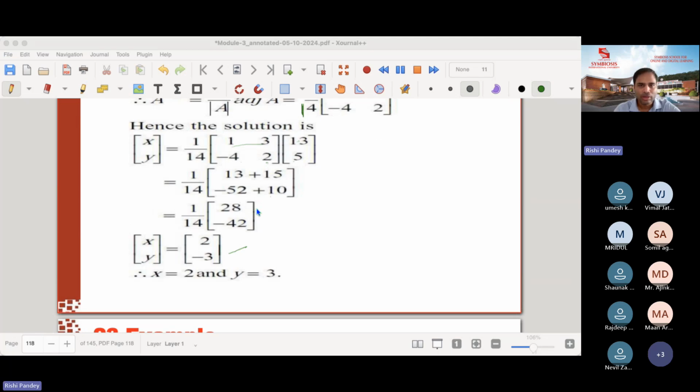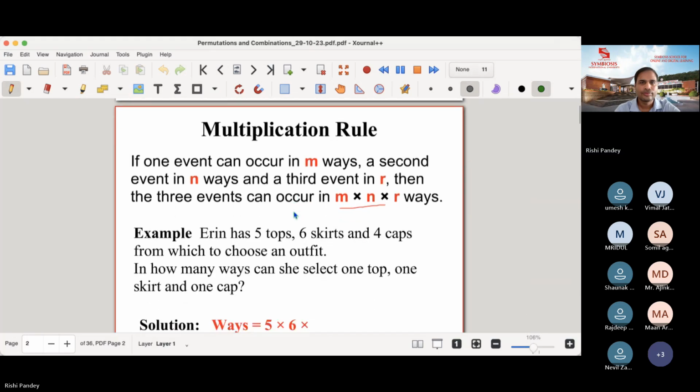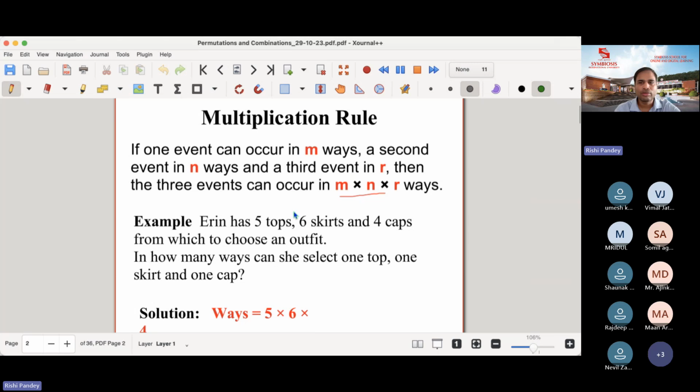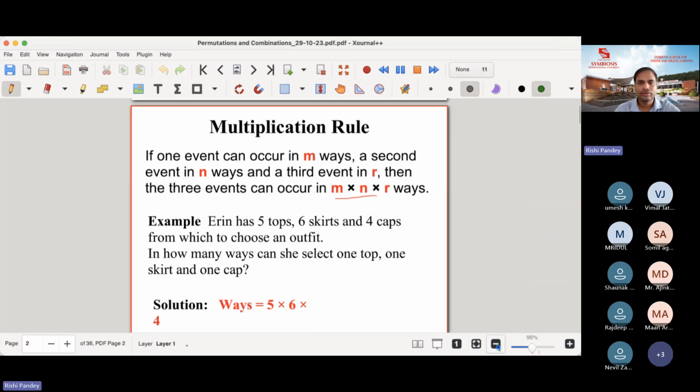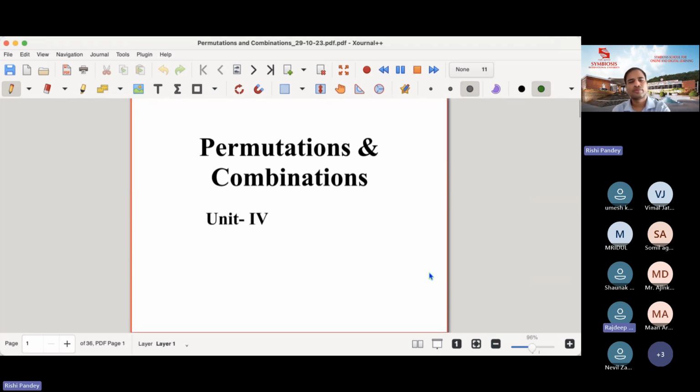Now I will discuss the next module. The module is permutation and combination. So do you know about permutation and combination, anyone? What is permutation and combination? No, sir. Anyone? You don't know? No. Okay.